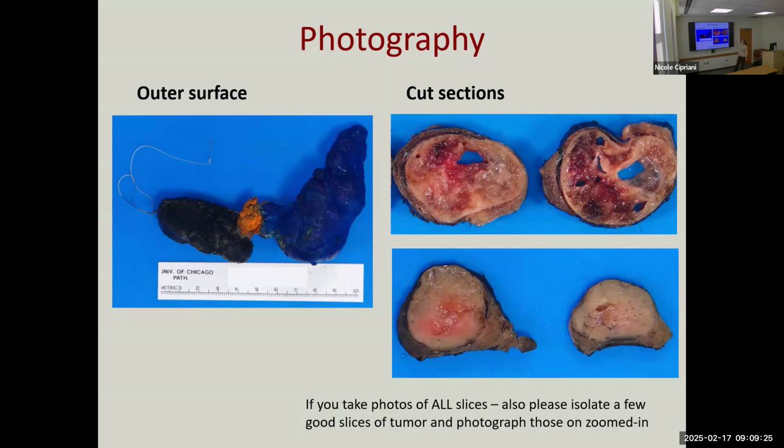Just photography. It's nice to have the outside. It's nice to have the cut sections. If you do photograph all of your thyroid slices, which some of you do, that's fine. But maybe just isolate a couple and zoom in on them so that we get nice, high power, high quality close-ups of the tumor. When it's all far zoomed out, it becomes really grainy and pixelated and hard to see the details. So just always focus.